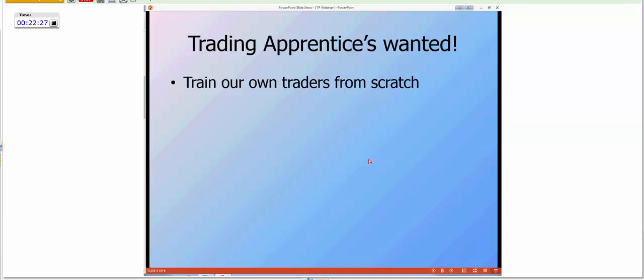So that's the first thing. We want to train our own traders. That simplifies the process. We're going to monitor and support them, of course. We'll tell them what we're doing, tell them what they're doing wrong, keep an eye on them. If they've got any questions, if they need support, if they have bad drawdowns, if they stumble, we're there to keep them on track.